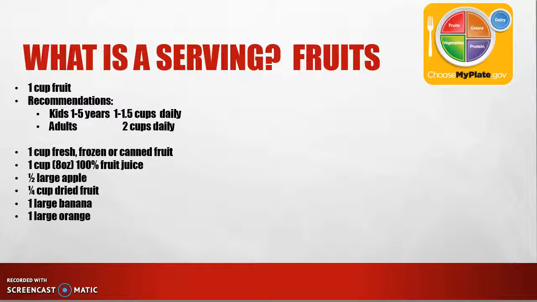Fruit is cup for cup, so if you measure out a cup of fresh, frozen, or canned, it is 1 cup of fruit servings. For kids, they need 1 to 1.5 cups daily, kids ages 1 to 5, and adults about 2 cups daily. 1 cup of 100% fruit juice, it does need to be 100% to count, would also be equal to a cup of fruit.